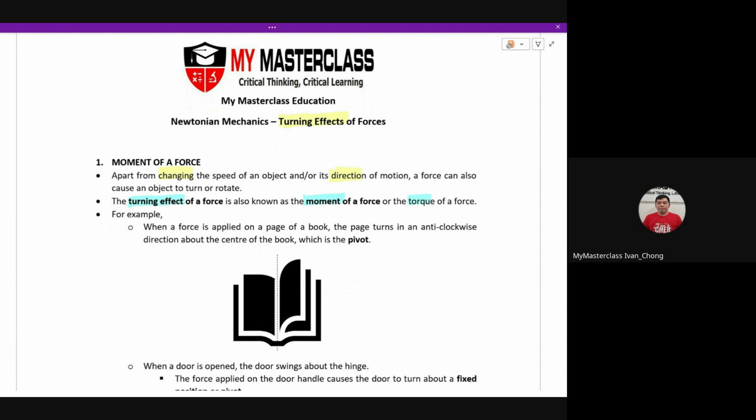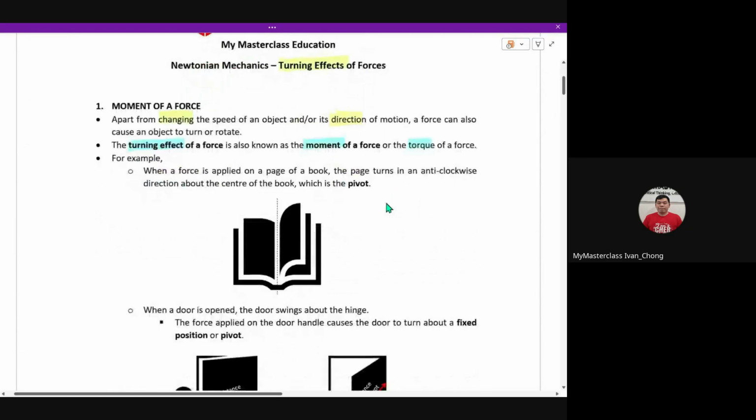In this chapter, you will hear me say the word moment quite often, so do take note of this. Now, let's look at some day-to-day examples where we make use of moments of a force. When you apply a force onto a paper or a book to turn the pages, you actually have what we call a pivot. This is the fixed point, or the part that doesn't move.